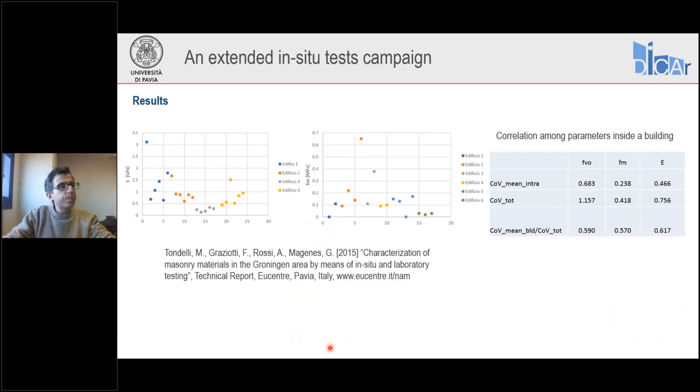Now, the new aspect of this test campaign was the fact that we were able to obtain a large number of results, because usually you do not perform a wide number of tests when you are doing an in-situ test campaign. And this information also allows us to possibly have information regarding the correlation among the mechanical parameters inside a building, also with respect to the total buildings that were tested.